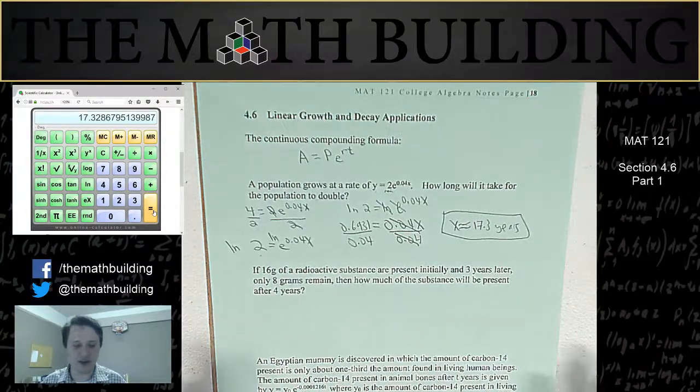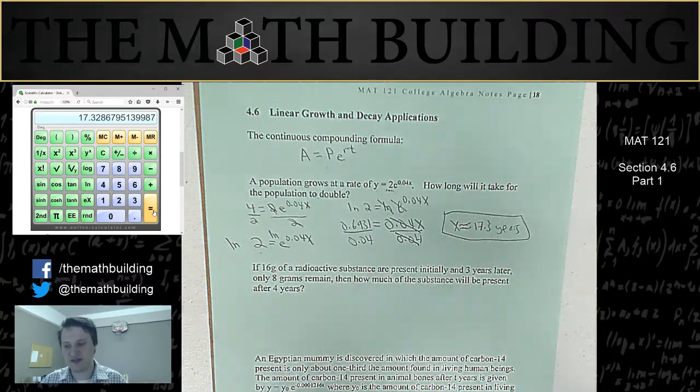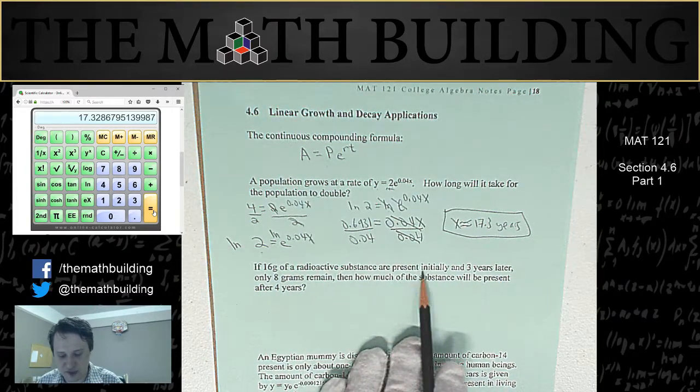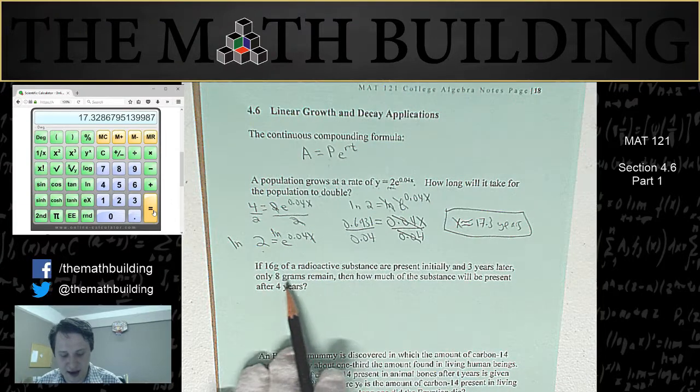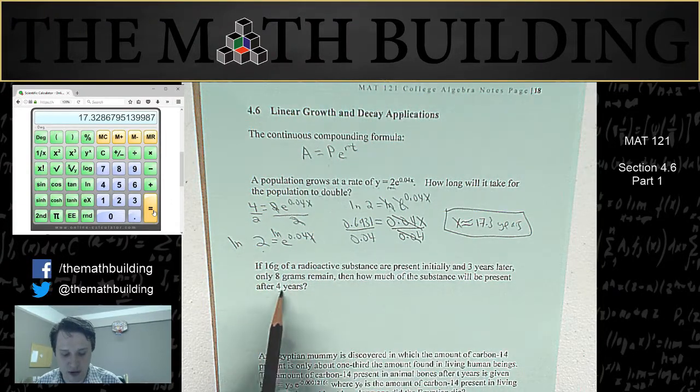Another example of continuous compounding is radioactive decay, except that this time the compounding is negative, so you get less and less radioactive material over time. If 16 grams of a radioactive substance are present initially, and 3 years later only 8 grams remain, then how much of the substance will be present after 4 years?